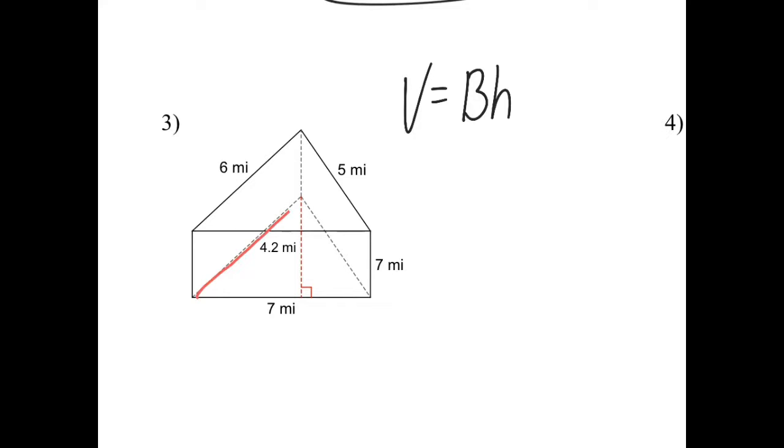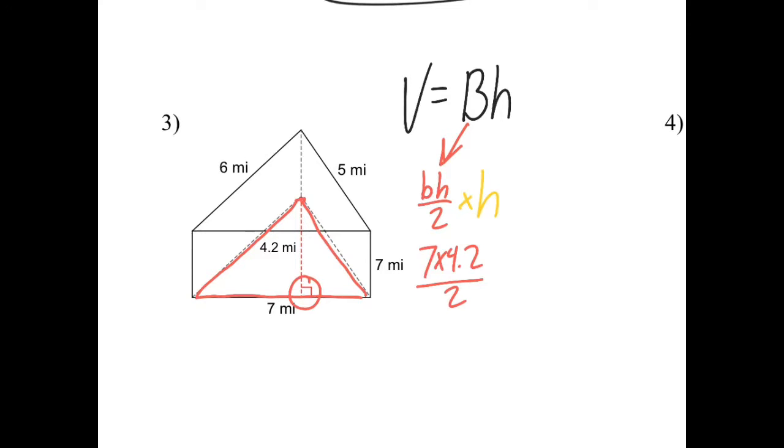Looking at our base, we have a triangle, so for area of our base, we'll do base times height divided by 2. And then we're going to multiply that times the height of the entire figure. Again, our base and our height are attached to the 90-degree angle. So our base is going to be 7, and we're going to do that times the 4.2 for the height of the triangle. And then we're going to multiply that times the height of the figure.